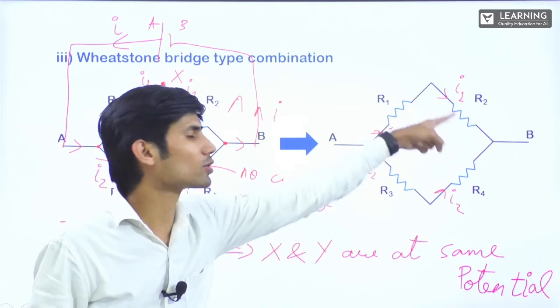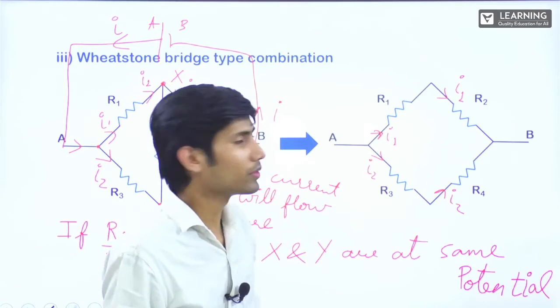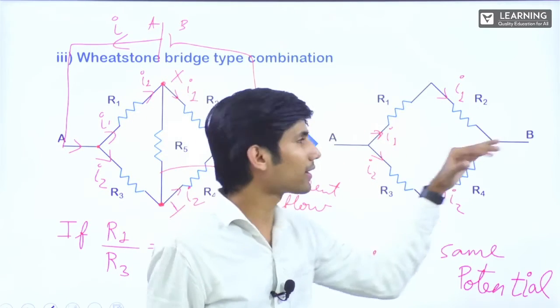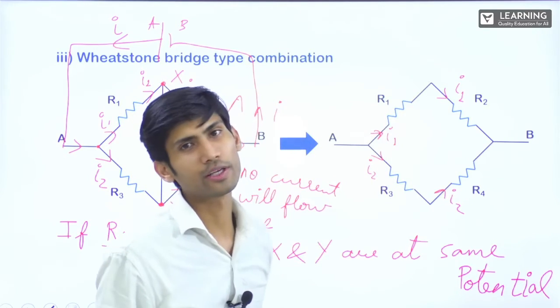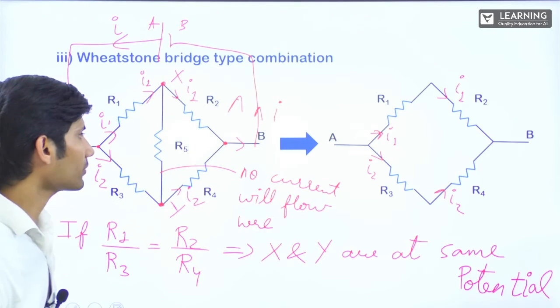These two are in series, I will solve them. These two are in series, I will solve them. So this arm and this arm will be parallel. I will solve these two arms, I will get one equivalent resistance. Got the point?